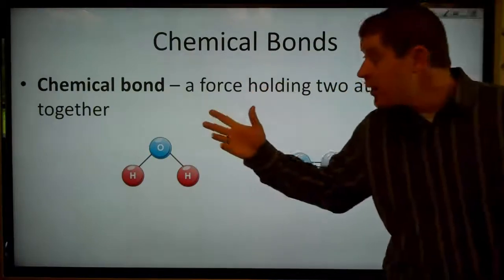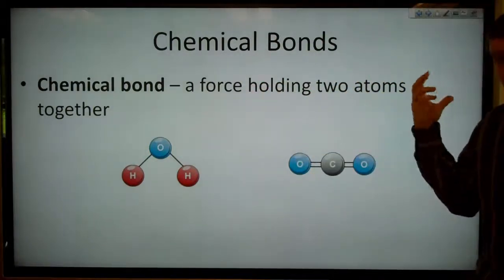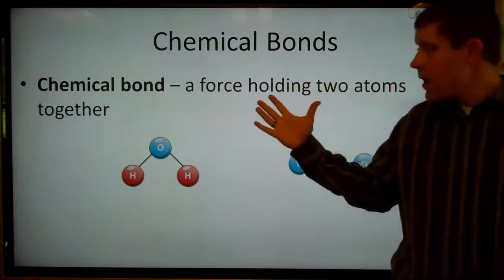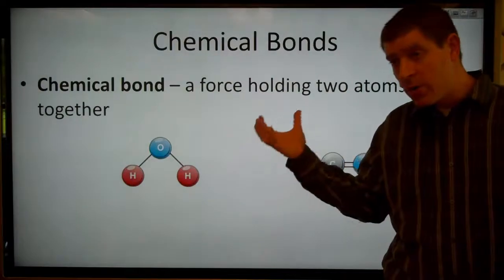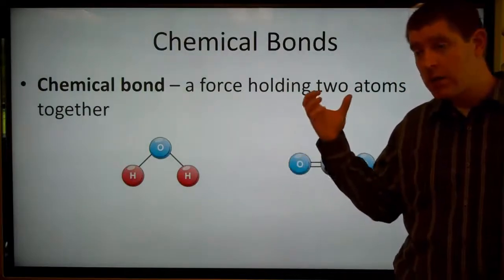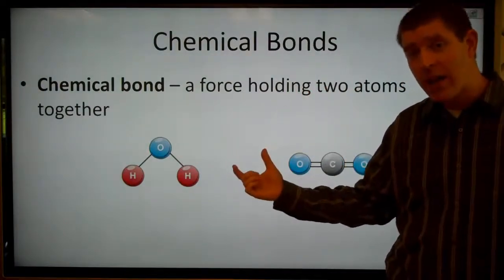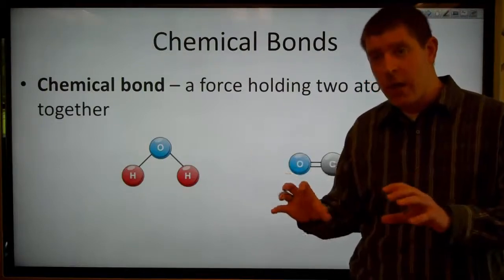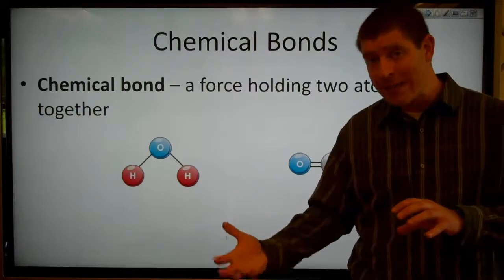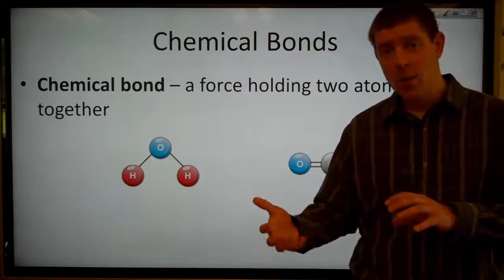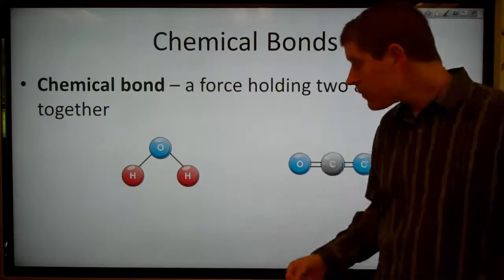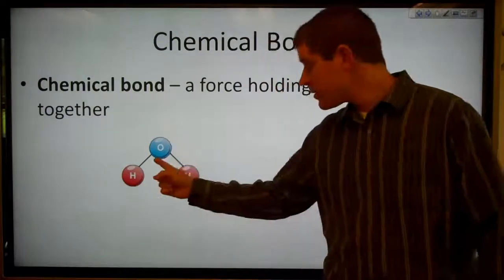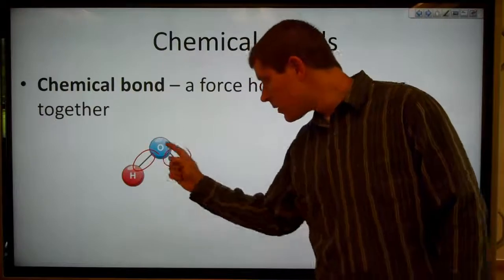Now, a chemical bond is a force that holds two atoms together. So we can't get more than two atoms bonded together with one chemical bond. We have to have multiple chemical bonds. A chemical bond holds only two atoms together. A molecule can have more than two atoms in it, but then it must contain more than one chemical bond. So water has two chemical bonds, one that's drawn here and one that's drawn there.